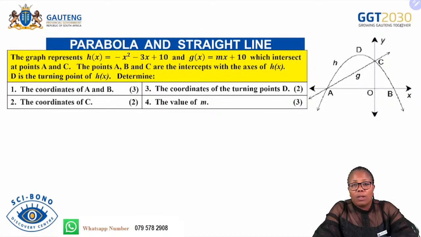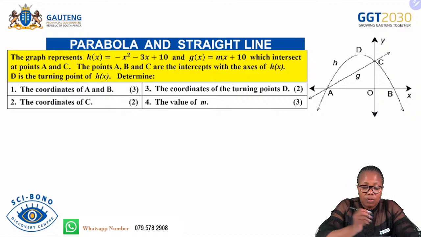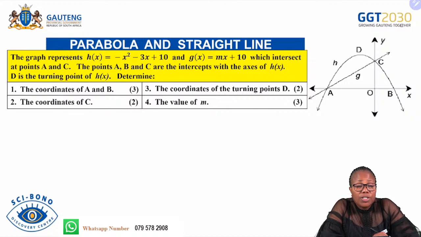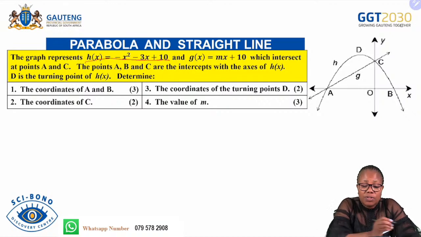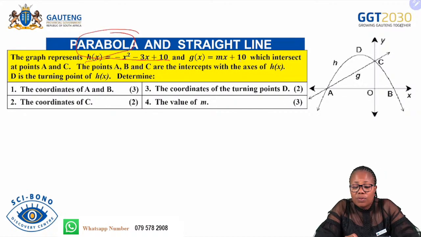Okay, grade 12s. Let's see how far you went. Please mark yourself as we continue with the solution and check how many marks you can get on your own now. Okay, the question says that the graph represents h(x) equal to minus x squared minus 3x plus 10. As you can see, this is a parabola graph. And then g(x) equal to mx plus 10, which is a straight line, which intersects at points A and C.